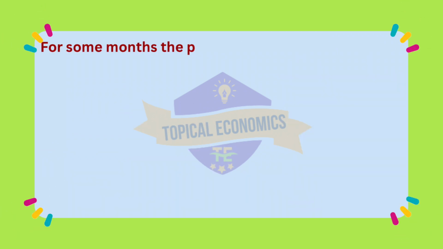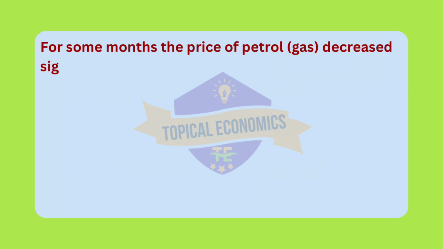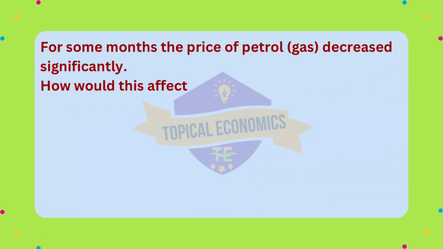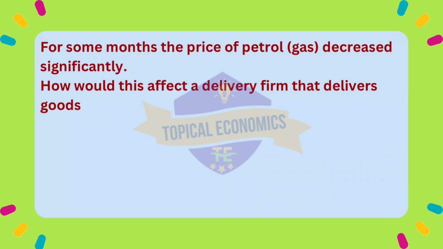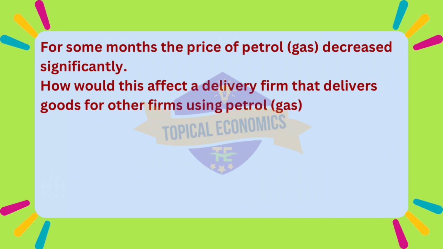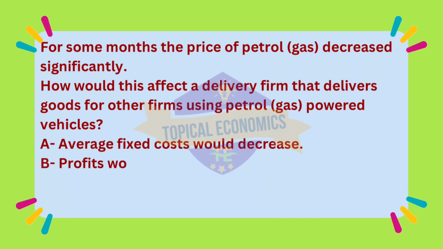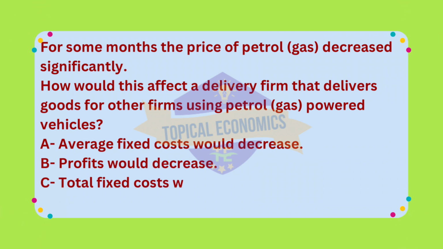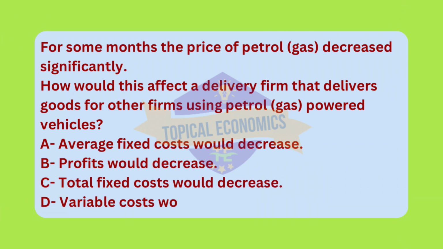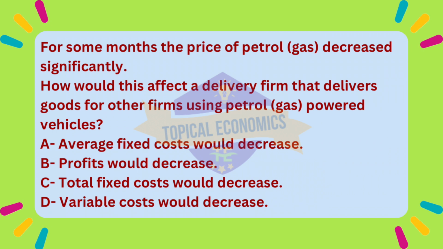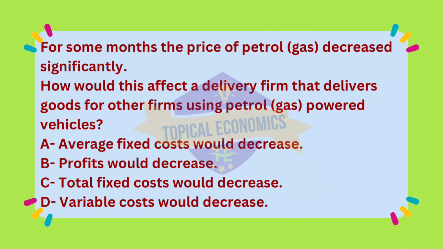Moving to question 9. For some months, the price of petrol, gas, decreased significantly. How would this affect a delivery firm that delivers goods for other firms using petrol, gas, powered vehicles? A. Average fixed costs would decrease. B. Profits would decrease. C. Total fixed costs would decrease. D. Variable costs would decrease. Reference, 2021 October-November, version 1. The correct answer for this question is option D.